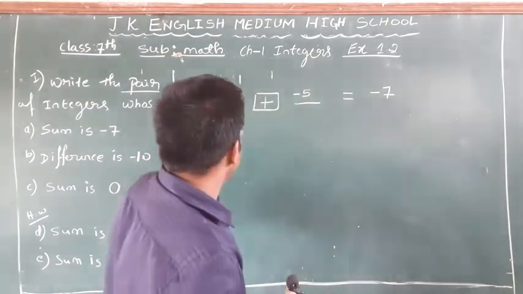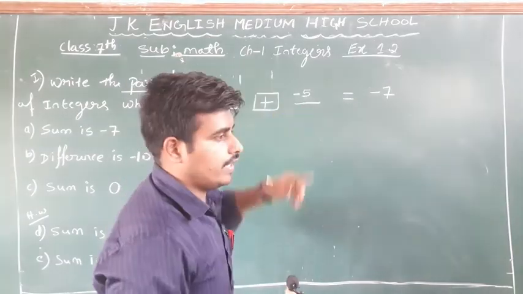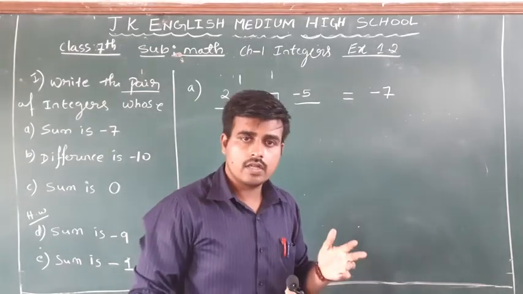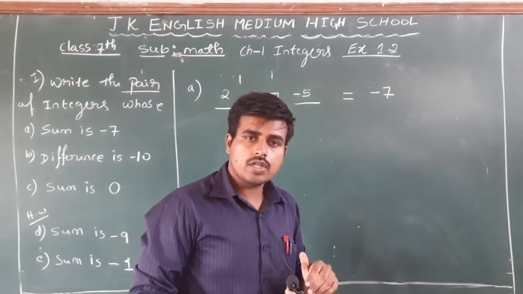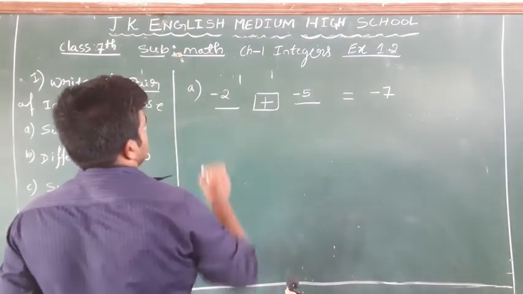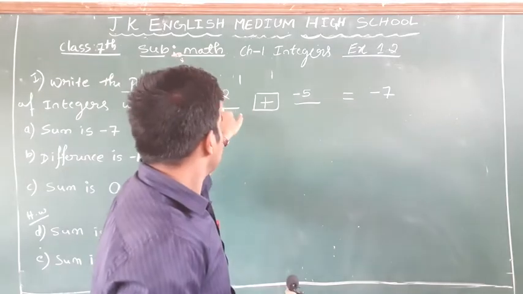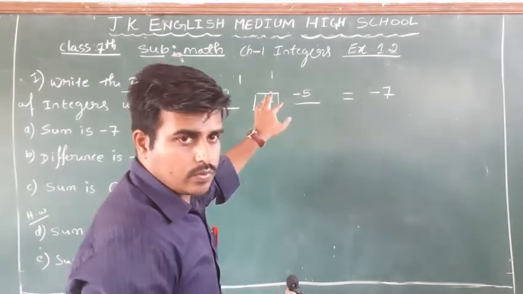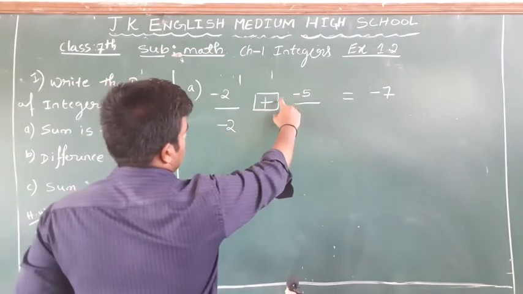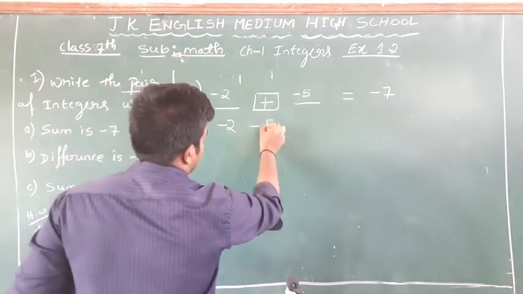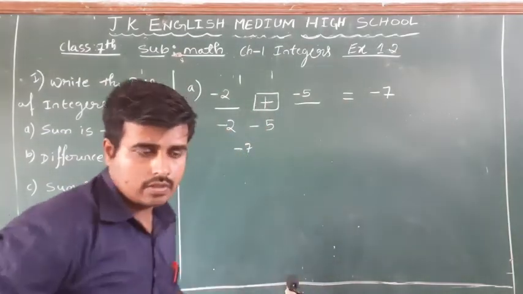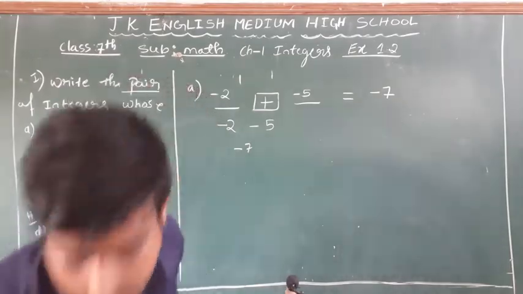But what happens here? 2 and minus 5, addition will not take place. You have to do subtraction, therefore you will not get the answer 7. For addition, both numbers must have the same sign, therefore I have to make this 2 also minus. Now you check: minus 2 plus minus 5 will give you minus 7. Am I right? This is like a cross check. You can cross check.